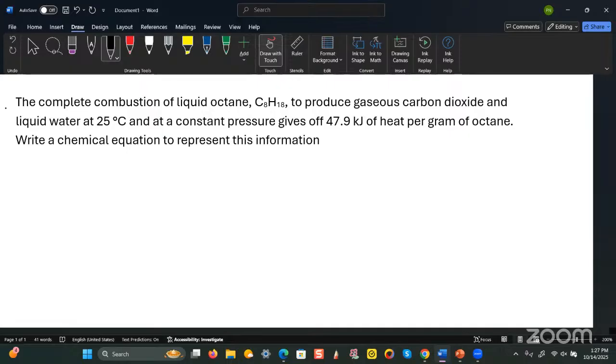Liquid octane and, okay, C8H18 liquid and what? Oxygen. And oxygen, all right, which would be a gas, right? And then what would be the products of this reaction? Water and carbon dioxide. Okay, so CO2 gas and H2O liquid. Okay, very good. And then we need to balance it. So how do we go about balancing this equation?